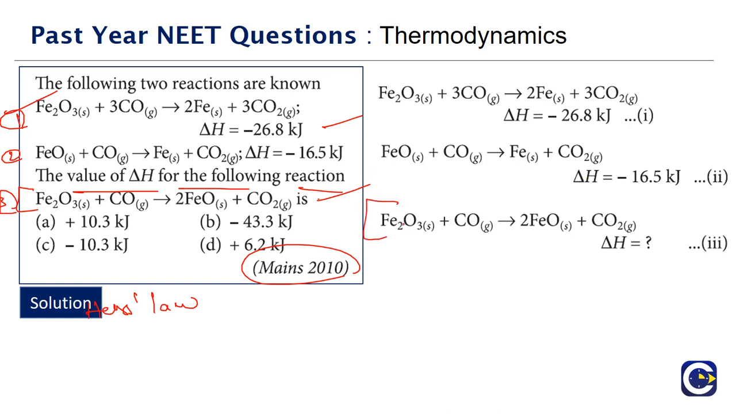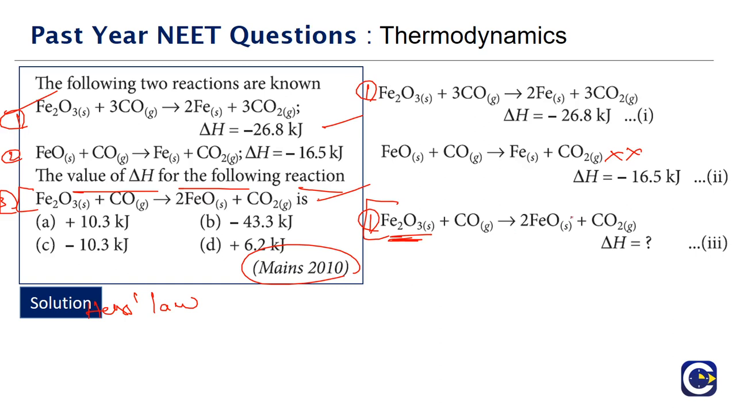If you observe the third, let's just focus on the substances which are there in the third reaction. The third reaction has 1 mole of Fe2O3 on the reactant side. Fe2O3 is only coming in equation 1, not in equation 2. That too, where is it coming? It's coming on the reactant side and also 1 mole. Means the first equation should come as it is. We need not change the first equation.